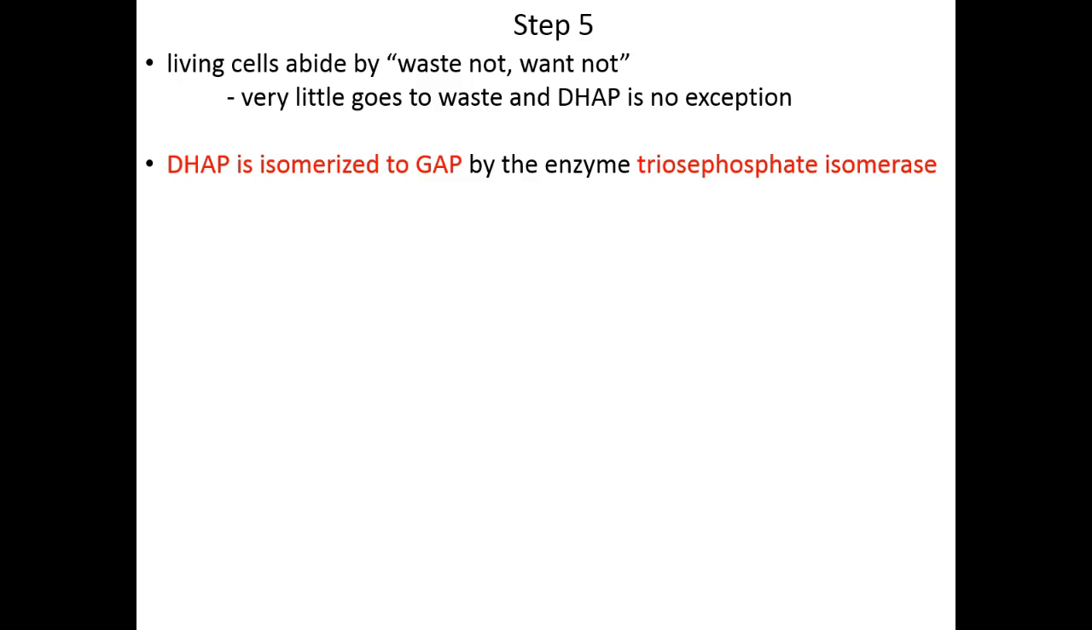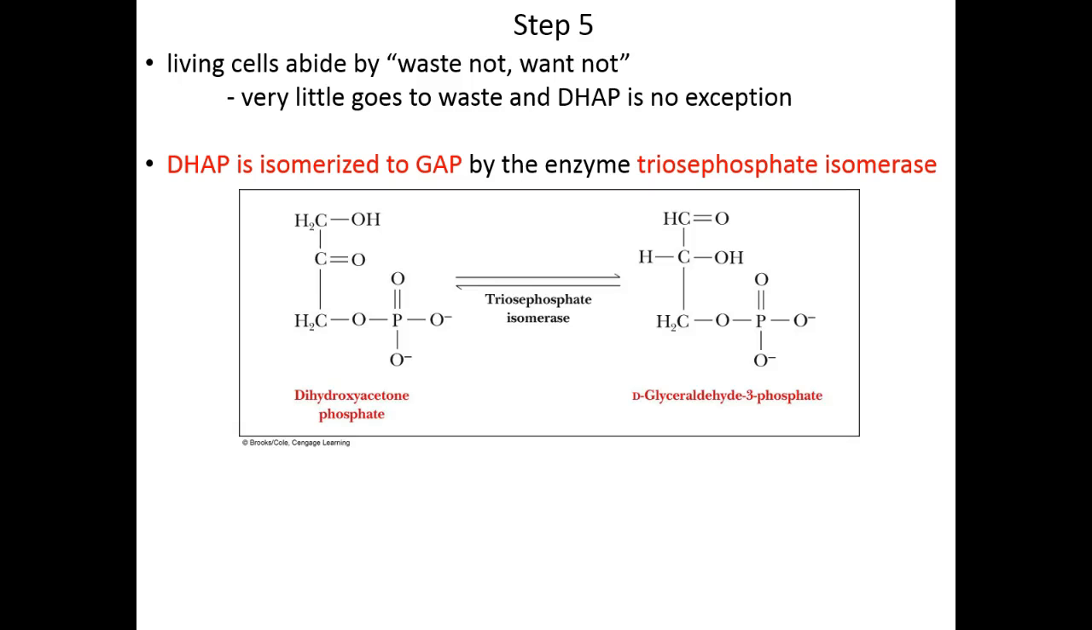What is DHAP? It's a 3-carbon sugar. What do we call 3-carbon sugars? Triose. Remember, DHAP came from half of fructose 1,6-bisphosphate. So DHAP, in fact, the P of DHAP, stands for the phosphate group that it is carrying. So DHAP is indeed a phosphorylated triose, and that phosphorylated triose is going to be isomerized by triose phosphate isomerase. Tells you what it does.